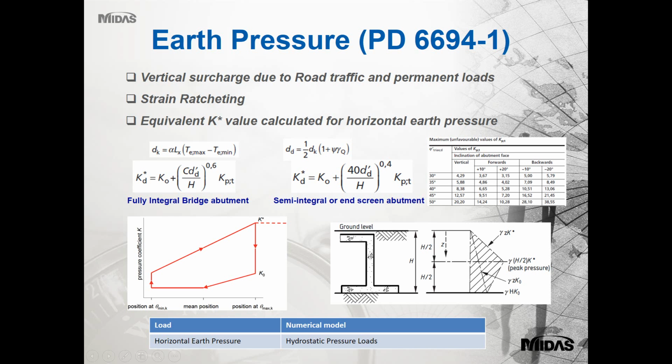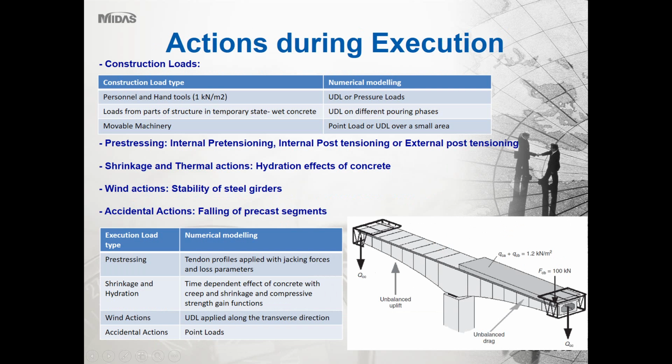Okay, so to calculate the K star value, we need the overall range of temperature expansion and contraction on the bridge. That is calculated from T max minus T min, which again is calculated from the graph of uniform temperature, which was covered in the previous slide. So we get the overall expansion or contraction in the bridge, which is then multiplied with the passive pressure coefficient and added to the earth pressure at rest to get the K star value.